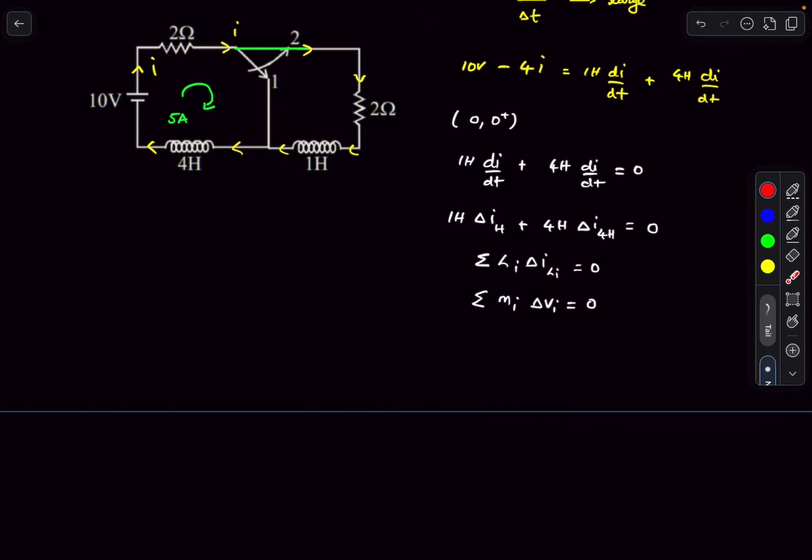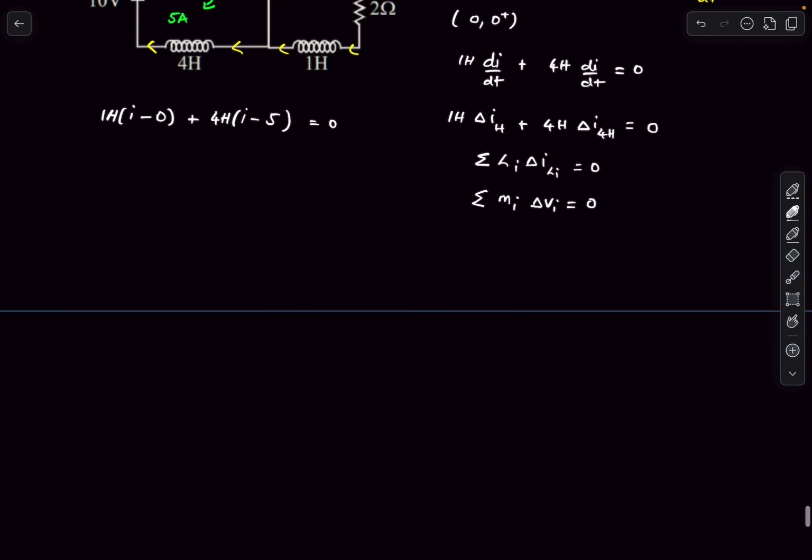So the 1 Henry di by dt changes the momentum of the 1 Henry inductor by an amount of 1 Henry delta i, and similarly this forcing term changes the momentum of the 4 Henry inductor by this particular term, and the total change in momentum is just 0. Anyway, now all we have to do is write down the terms. In the 1 Henry inductor, initially the current was 0, finally the current is I. In the 4 Henry inductor, the final current is I and the initial current was 5, and this should all add up to 0. So from here, I turns out to be 4 amperes.